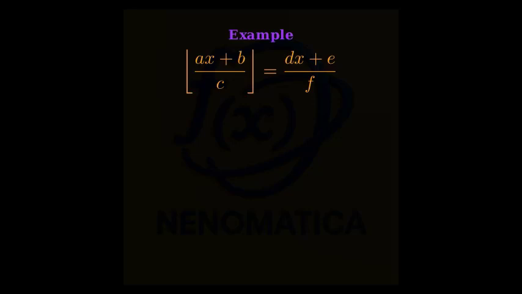The target form is the floor of (ax + b)/c equals (dx + e)/f. We'll label this as our example, and now show the equation in standard form on screen. Step 1. Standardize both sides as linear functions in x.